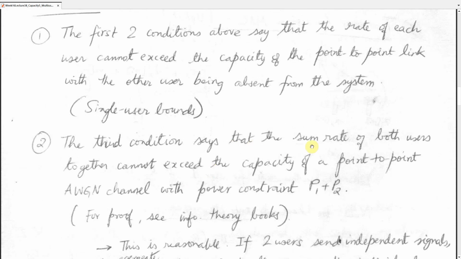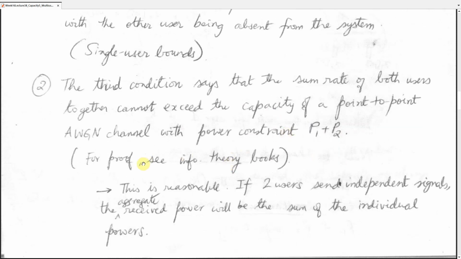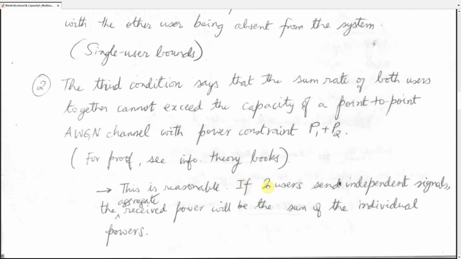The third condition says that the sum rate of both the users together, if both the users are transmitting together, that sum rate, which is R1 plus R2, cannot exceed the capacity of the point-to-point AWGN channel with the power constraint P1 plus P2. So R1 plus R2 cannot be more than log of 1 plus P1 plus P2 over N naught. For proof, you can go to the information theory books. This is a very reasonable assumption: if two users send independent signals, the aggregate received power will be the sum of the individual powers.